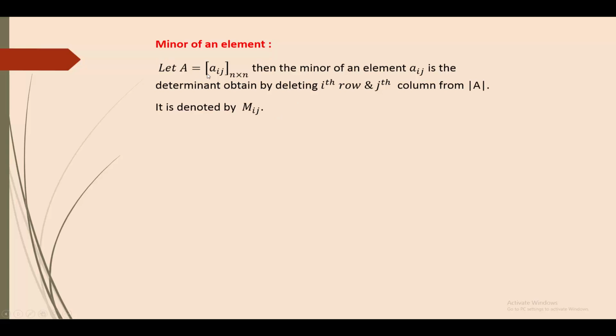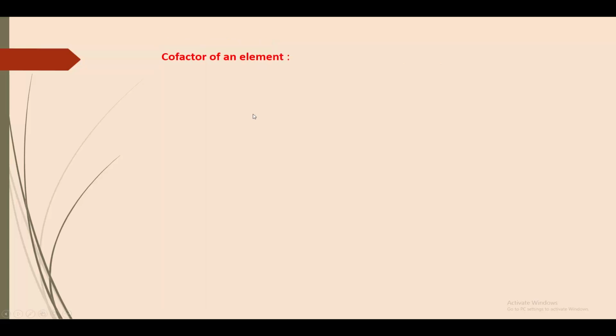Minor of an element. Let A equal to [Aij] n by n. Order is n by n, which means the number of rows and the number of columns are equal, so this is a square matrix. Then the minor of an element Aij is the determinant obtained by deleting the ith row and jth column from determinant A. It is denoted by Mij. Mij, the minor obtained by deleting the ith row and jth column, is called the minor of the matrix.